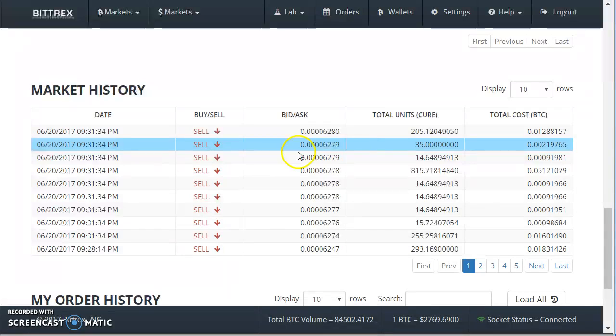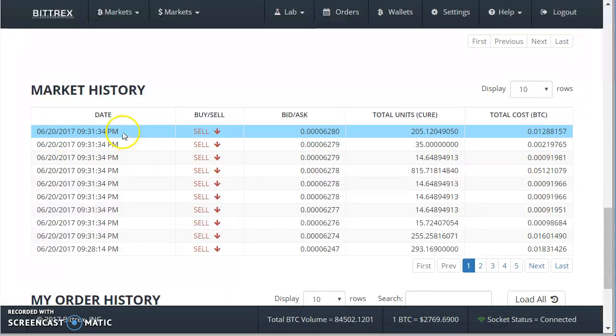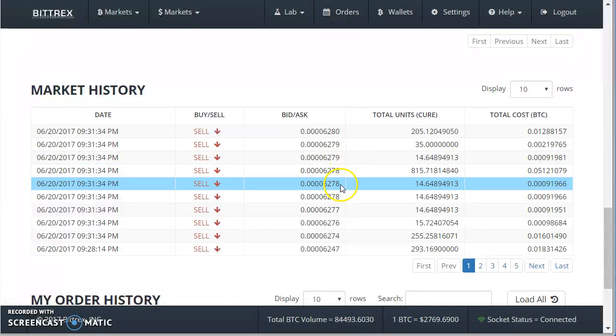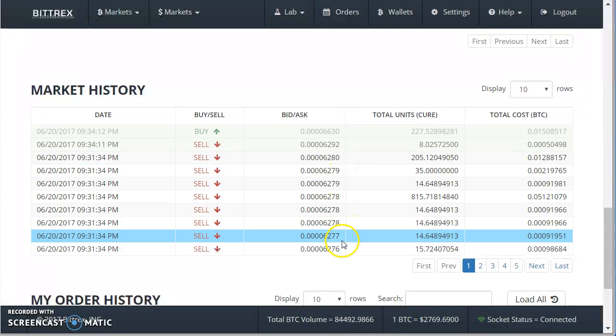If you want to see the actual history of the previous orders, you come down here to market history, and you can see that it's traded for 62.80, 62.79, 62.78, 62.77, and so forth.